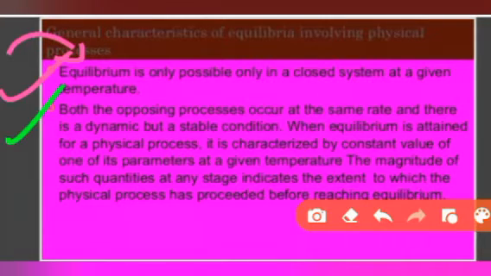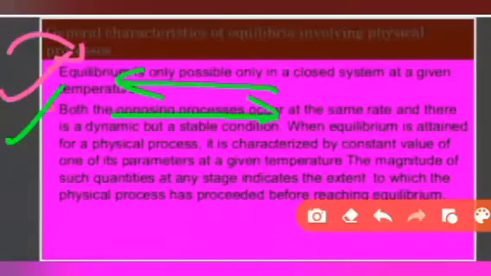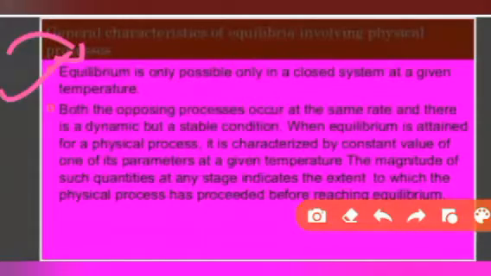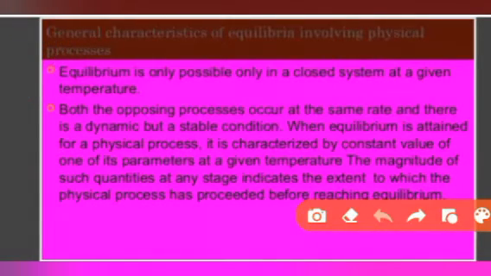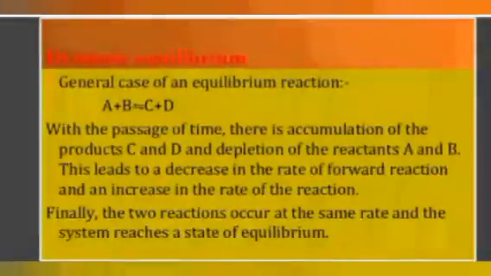Both the opposite processes occur at the same rate. When both the opposite processes, like forward reaction and backward reaction, are equal, it will remain the same, and there is a dynamic but stable condition. When equilibrium is attained for a physical process, it is characterized by a constant value of one of its parameters at a given temperature. The magnitude of such quantities at any stage indicates the extent to which the physical process has proceeded before reaching equilibrium. So these are the two basic characteristics. You just pause the video and note down these two.